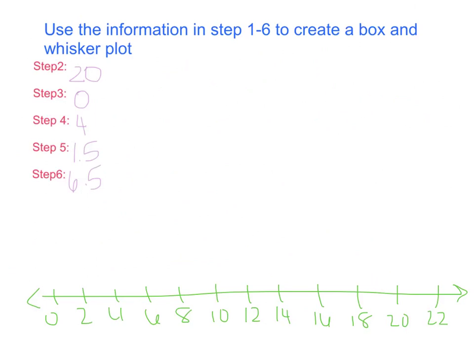So we're going to plot all the numbers. So we have 20, 0, 4, 1.5, 6.5. You're going to box in and draw a line, and then draw your whiskers out to the last one. And there is your box and whisker plot.